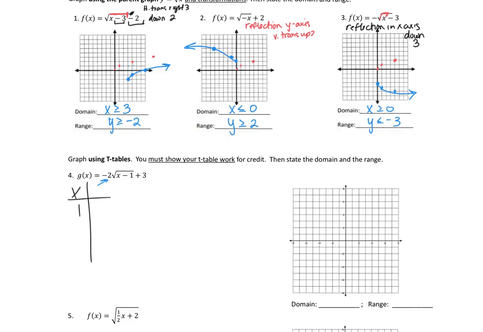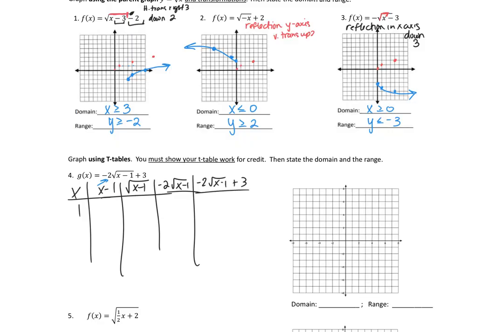I know that if I plug in 1, I get the square root of 0, right? And we looked at today in class that it's done in stages. The x minus 1 you calculate first. Then you do the square root of that. Then you multiply it by negative 2. And then lastly, you're going to add 3. And we want to pick numbers that are going to make this 0, 1, 4, and 9.